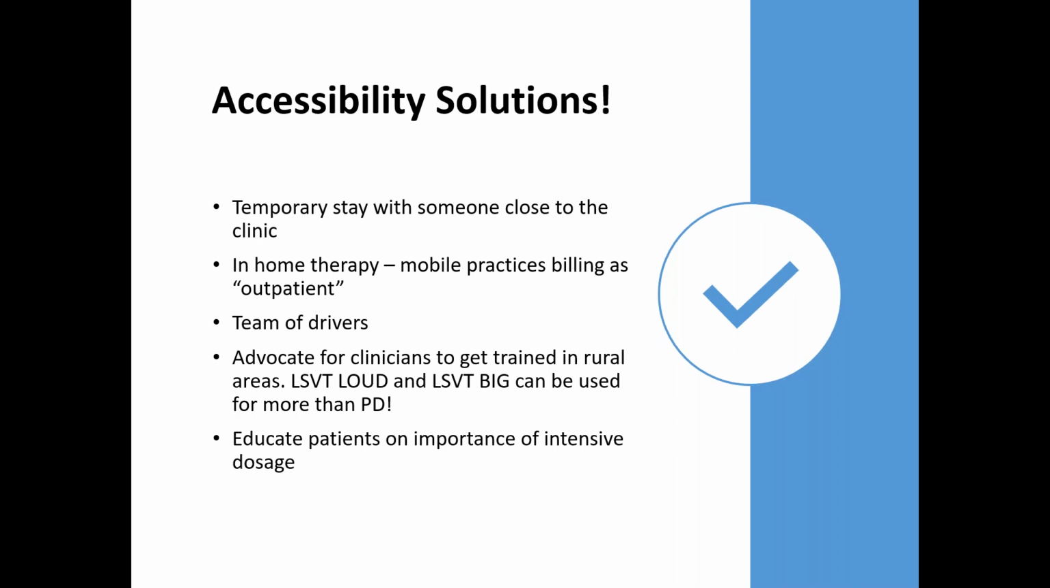And then also advocating for clinicians to get trained in rural areas. And maybe this is yourself as a clinician in the audience. You think, well, I only see one person with Parkinson's all year. It wouldn't make sense for me to get trained. But know that LSVT LOUD and LSVT BIG can both be applied to populations outside of Parkinson's as well. And that can be something that you can educate administrators, managers on, and they may be willing to assist with the cost of the course so that you can become trained and you could bring more patients into your clinic, both with Parkinson's and then other disorders that it could be applied to as well.